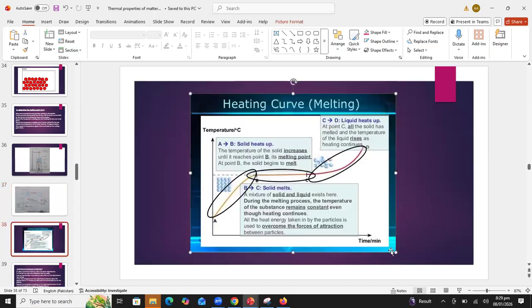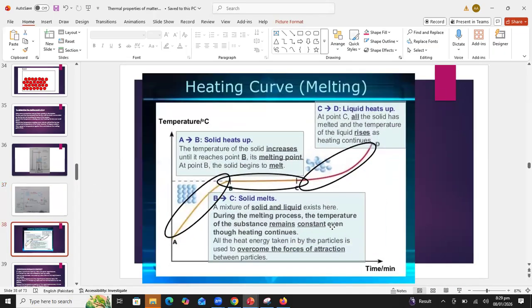You can see this is not complete; this is the heating curve of water. This is the temperature, in degrees Celsius. From A to B, ice is in the solid state. It is absorbing the heat energy. Its ice molecules are absorbing the heat energy and they will start to vibrate about their mean position. But still, the ice is in the solid state.